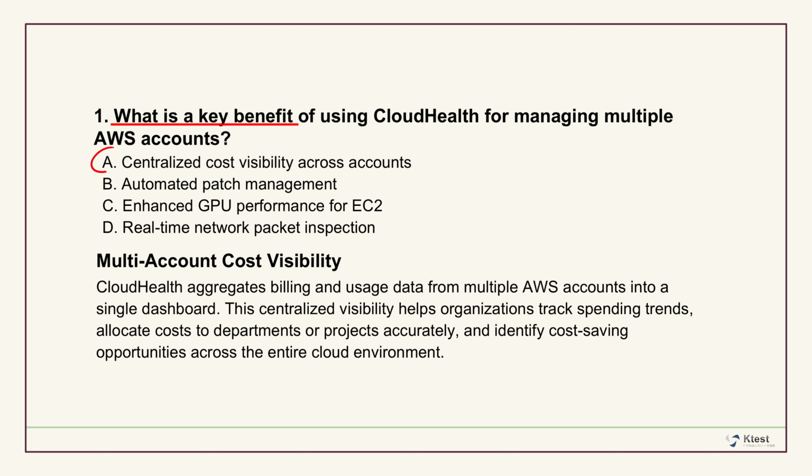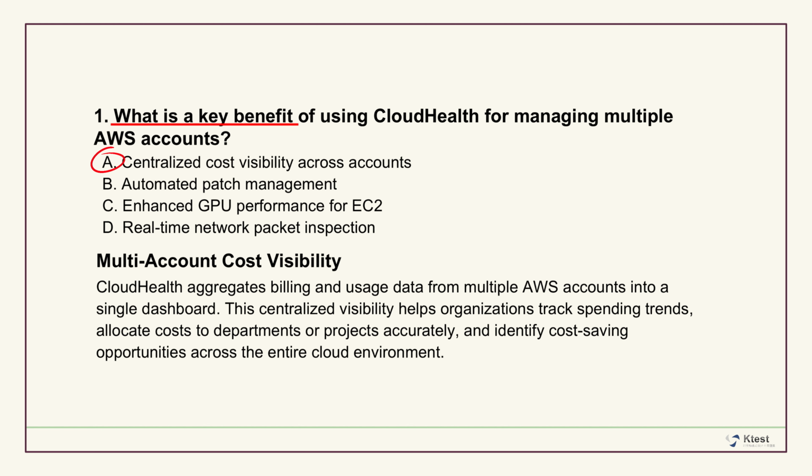So the source emphasizes this aggregation gives you that single view, and that improves budgeting, helps with allocating costs correctly, like which department spent what, and lets you spot ways to optimize costs across the whole organization. Right, not just finding savings in one corner. Exactly. Multi-account cost visibility. That's the key takeaway from the source on this point. It's foundational.